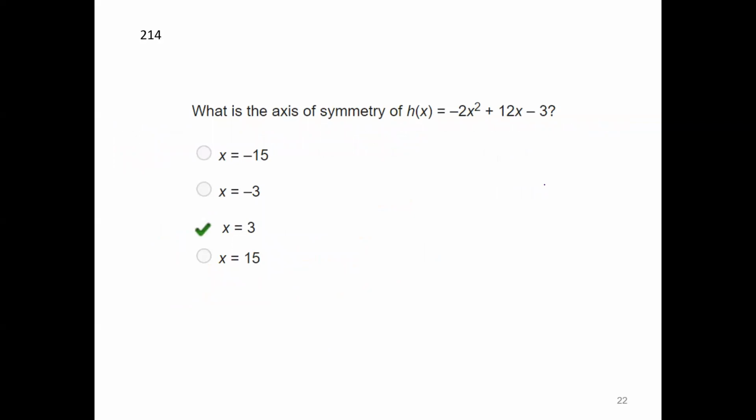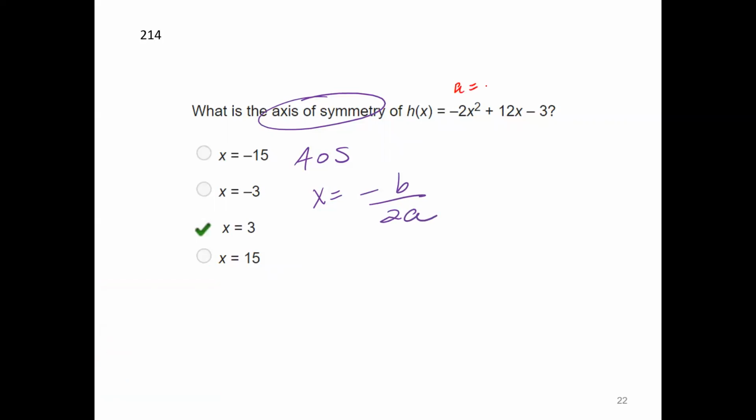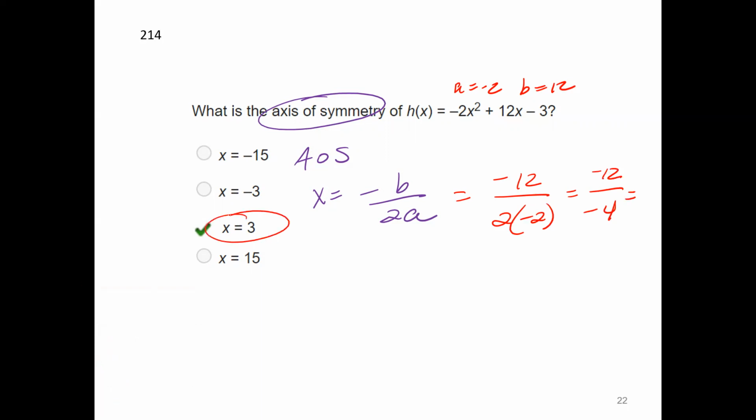All right, what is the axis of symmetry? AOS, x equals negative b over 2a. That's your axis of symmetry formula. a is negative 2, b is 12. We're gonna plug it in here. Negative b is negative 12, 2a is 2 times negative 2. So what is negative 12 divided by negative 4? Double negative makes it a positive. 12 divided by 4 is going to give you a 3.